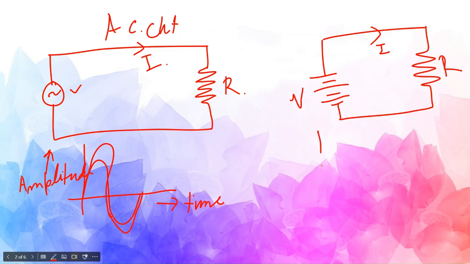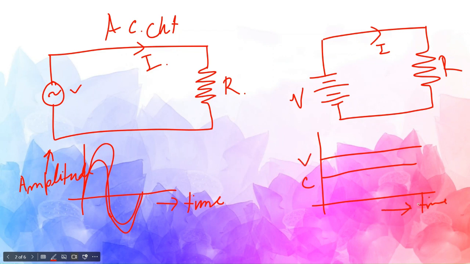But if I look into this circuit, the current may be like this and voltage may be like this. So this is current and this is voltage. Both are straight lines over time, right? No changing. So this is called a DC circuit.